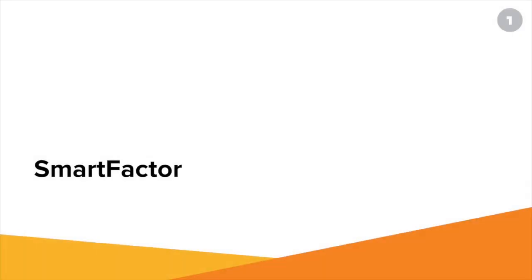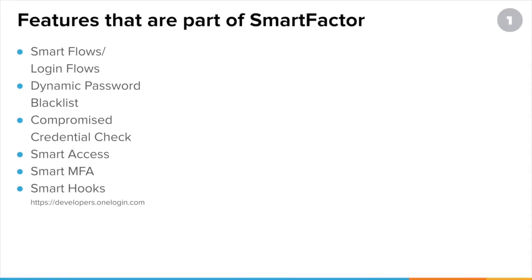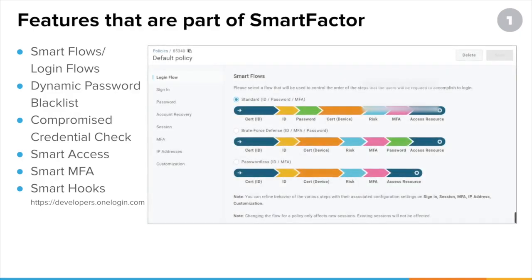One of the most common add-ons we see customers purchase is SmartFactor Authentication. And one of the main reasons they're interested in SmartFactor is because it enables adaptive authentication. I'm not going to go into detail about everything that SmartFactor enables, but it is important to note that it is more than just adaptive authentication. First, it includes smart flows, which give you the ability to change the order in which users are authenticated. For example, you could choose passwordless flows, which don't even prompt for passwords and only prompt for MFA.